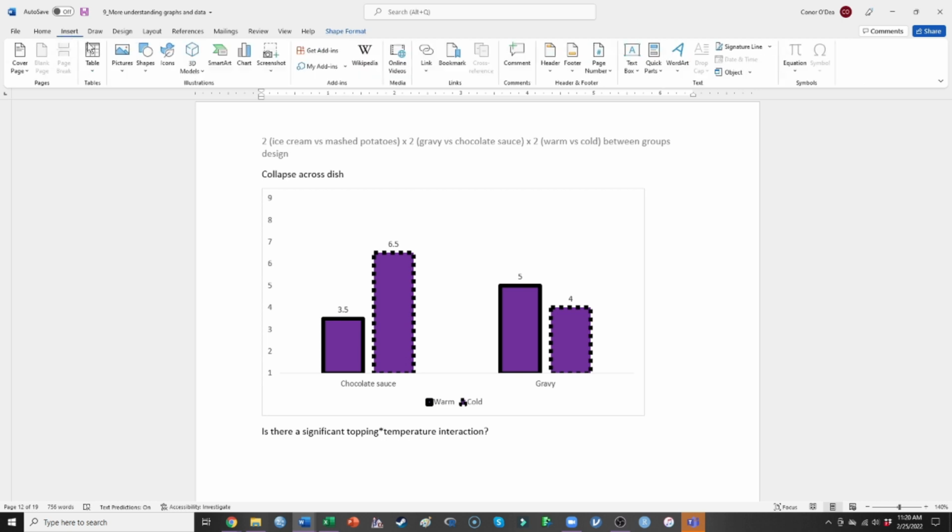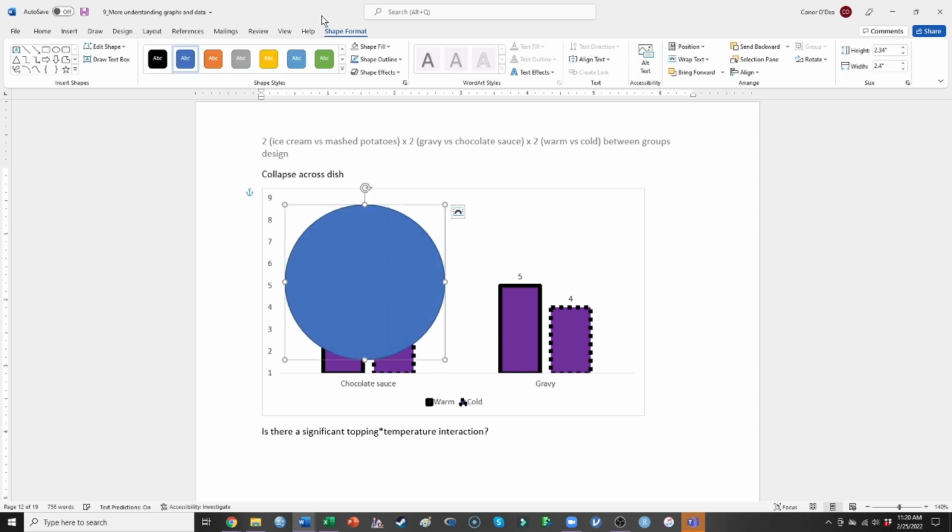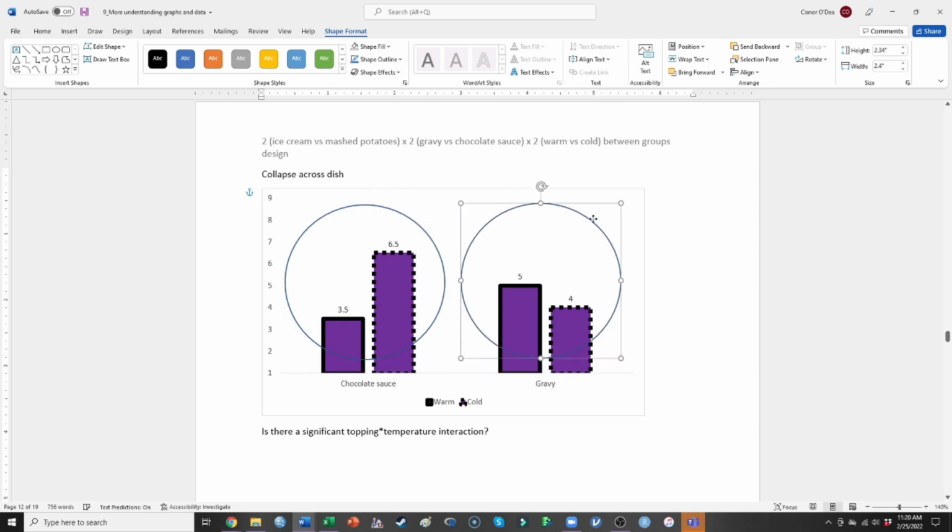So we're going to come back to those viewing windows. Again, to visualize an interaction, what you're asking yourself is, does this viewing window look the same as this viewing window? And if you said no, you're again correct here. What we're seeing is that when participants were given chocolate sauce, they much preferred the cold dish to the warm dish. But then when they were given gravy, and who likes cold gravy? When they were given cold gravy, they actually preferred the warm dish to the cold dish. And this tells us that there is a significant topping by temperature interaction.